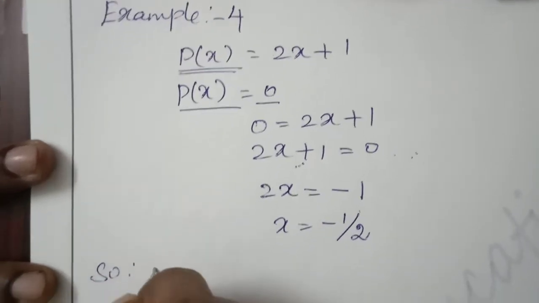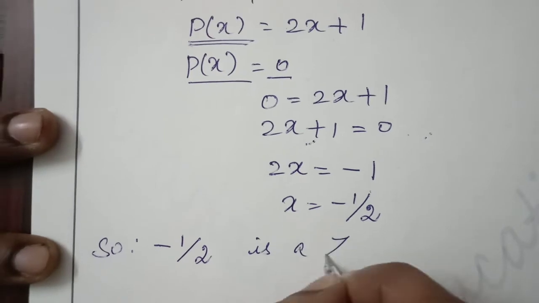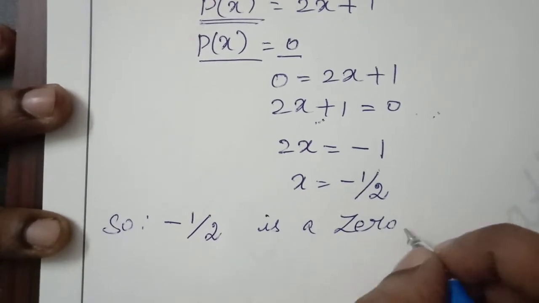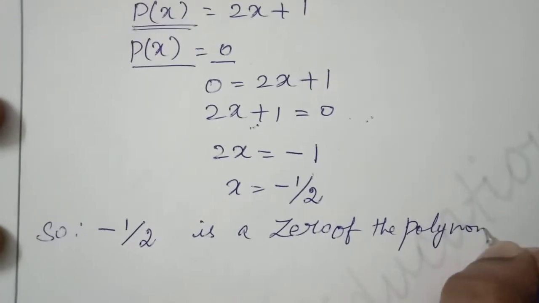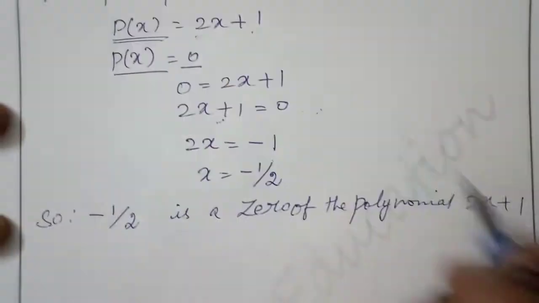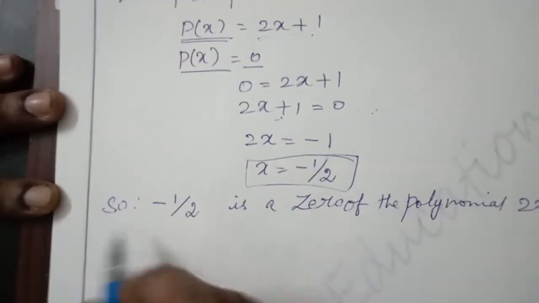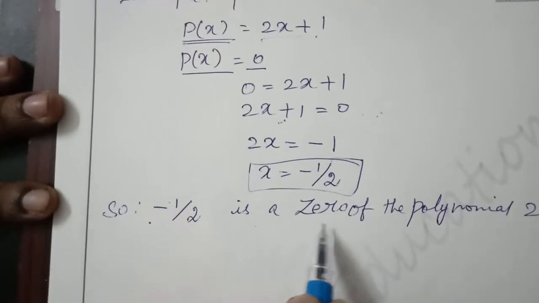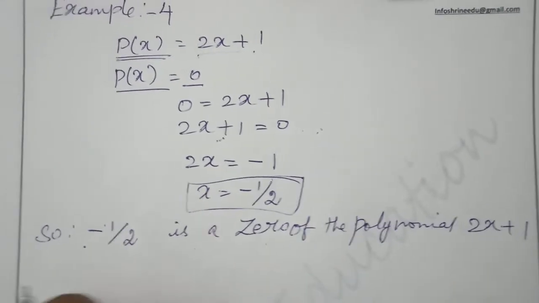So minus 1 by 2 is a 0 of the polynomial 2x plus 1. So this is the answer we got. Minus 1 by 2 is a 0 of the polynomial 2x plus 1. Okay, now let's move on.